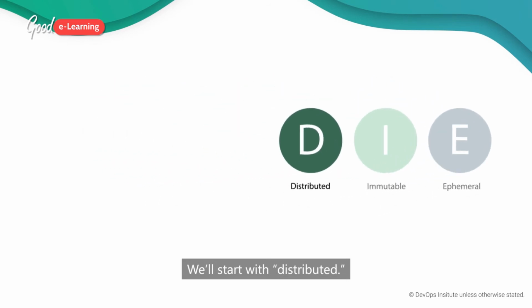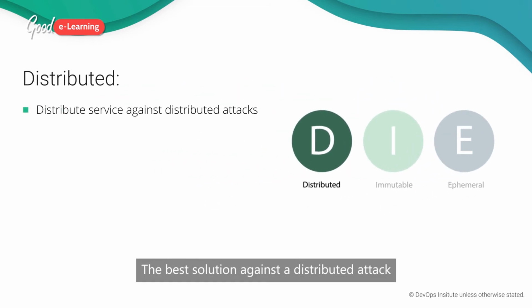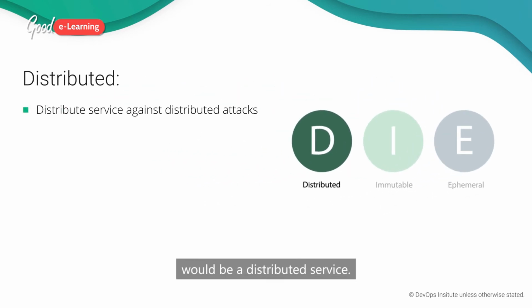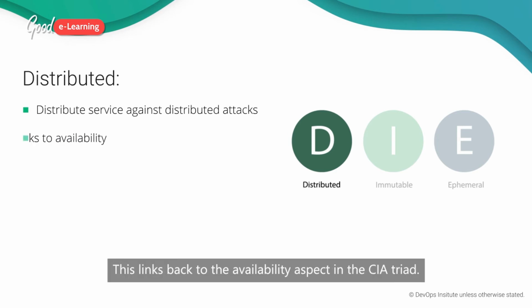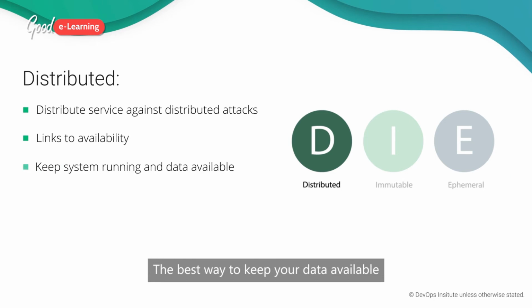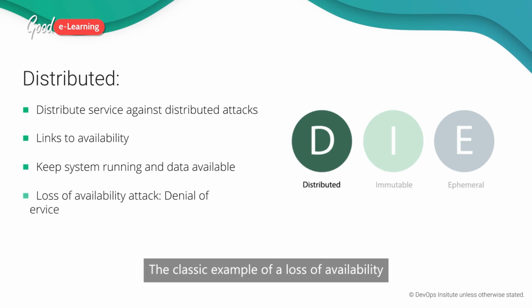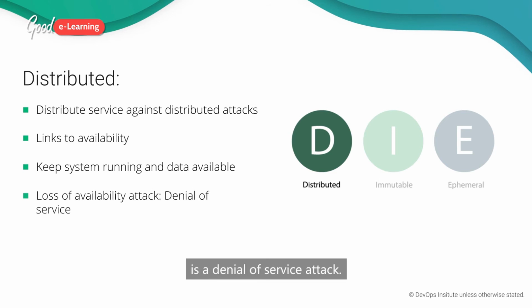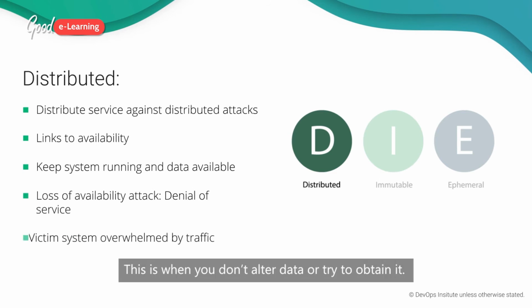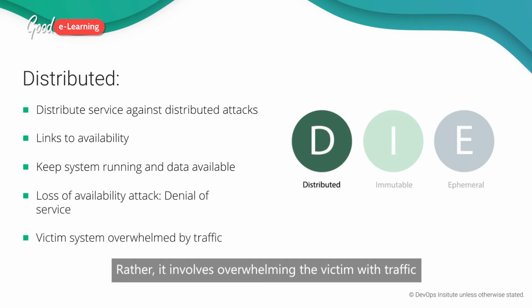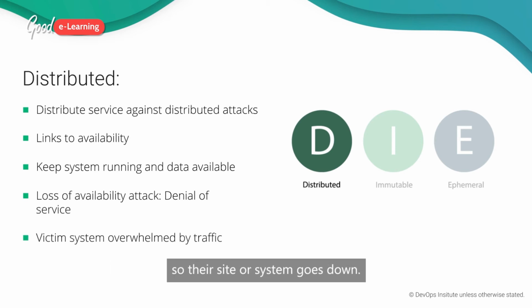We'll start with distributed. The best solution against a distributed attack would be a distributed service. This links back to the availability aspect in the CIA Triad. The best way to keep your data available is to keep your system up and running. The classic example of a loss of availability is a denial of service attack. This is when you don't alter data or try to obtain it. Rather, it involves overwhelming the victim with traffic so their site or system goes down.